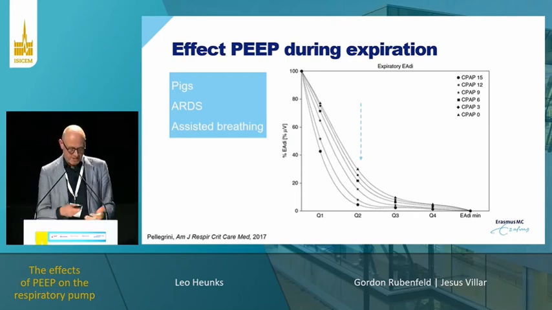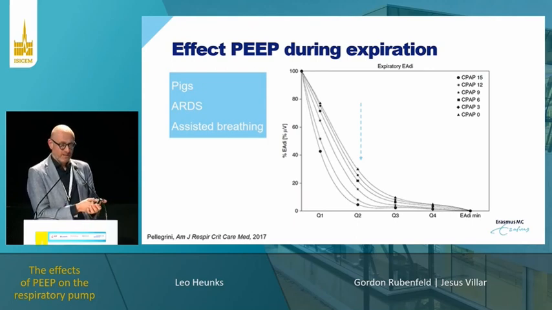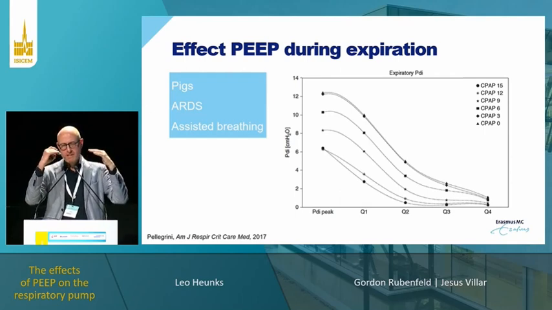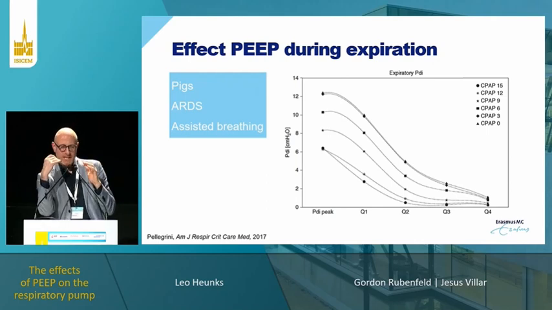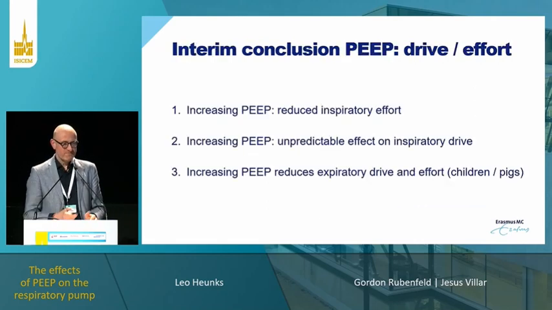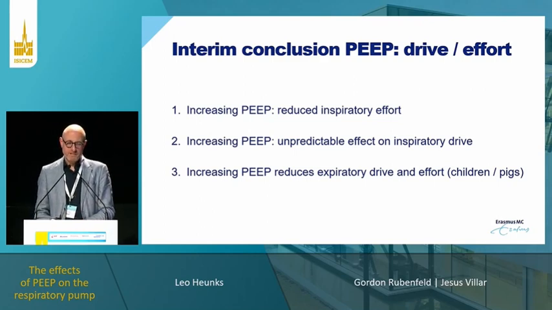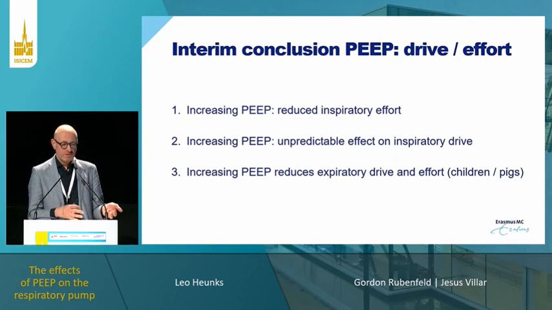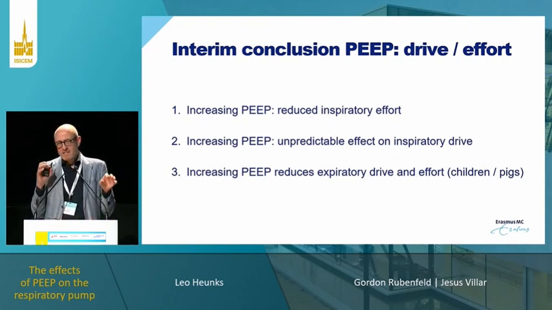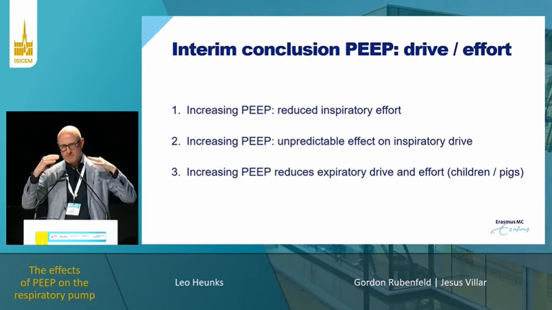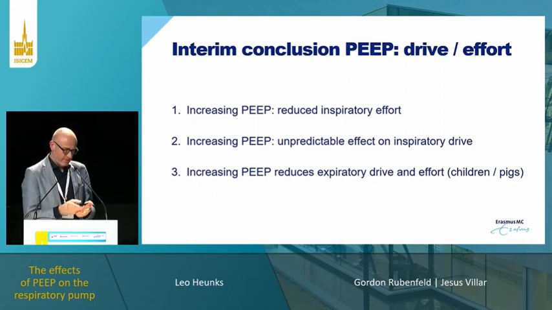The diaphragm breaks expiration. And it's not only the drive, the EDI, but also the transdiaphragmatic pressure. So if you decrease PEEP, most likely the diaphragm is going to break the expiration. Fantastic observation. So to conclude this part, if you increase PEEP, at least in the studies, quite consistently, there's a reduced inspiratory effort. But increasing PEEP has a quite unpredictable effect on the inspiratory drive, and increasing PEEP reduces the expiratory drive and effort. At least in children and pigs; it seems like adults have a little bit less of this vagal activity, a little bit less of this tonic activity of the diaphragm.